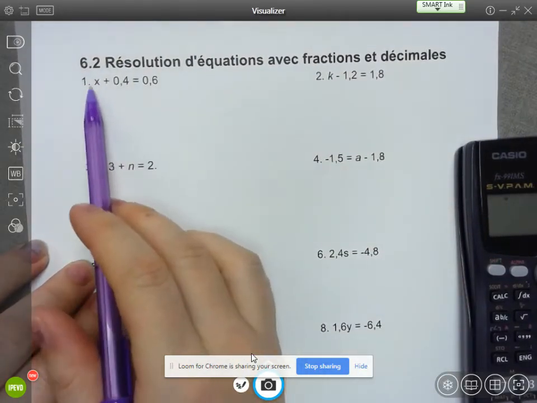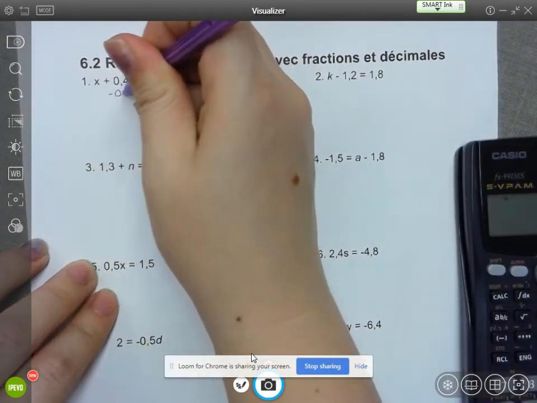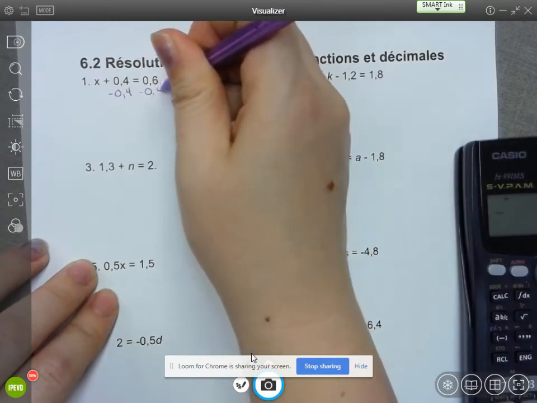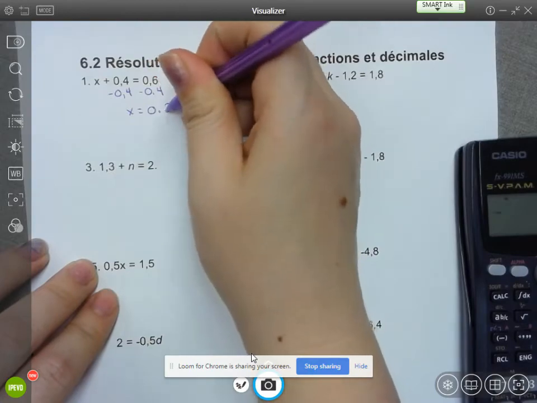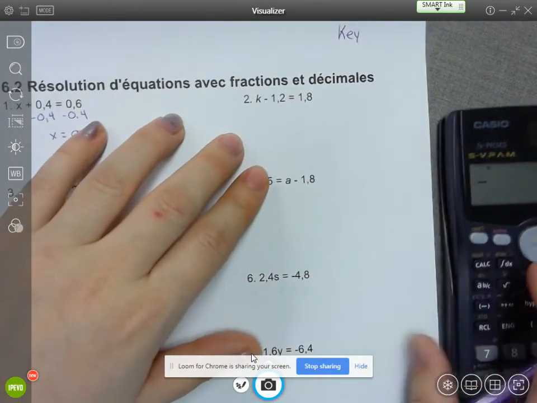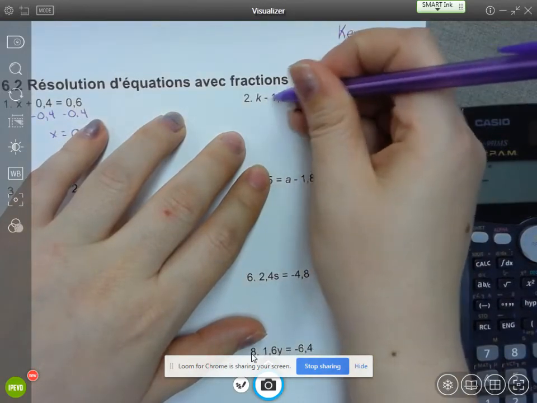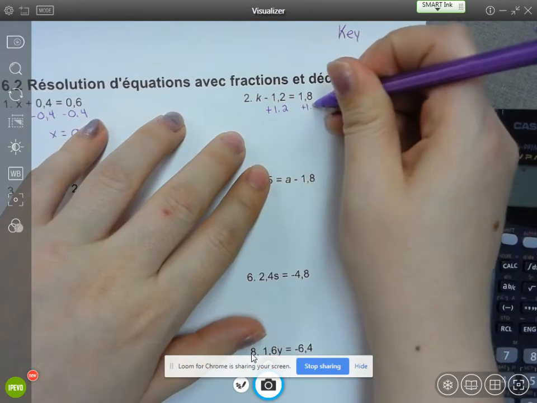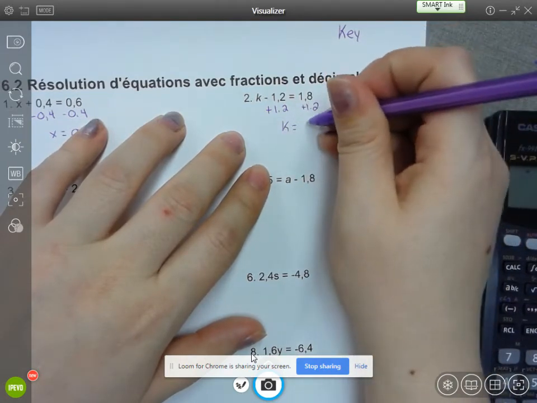So my goal, get my variable alone. The opposite of plus 0.4 is minus 0.4. And what I do to one side, I have to do to the other, which means that x is equal to 0.2. K minus 1.2 is equal to 1.8. So the opposite of minus 1.2 is plus 1.2. What I do to one side, I do to the other, which means that K is equal to 3.